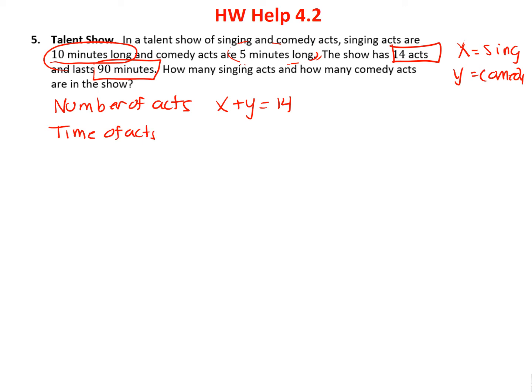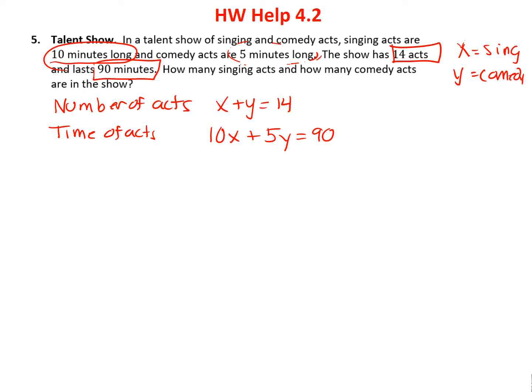How much is the time of the acts? Well, every singing act takes 10 minutes, so 10 times x. In other words, if I have two singers, it takes 20 minutes, 3 would take 30. Whatever x is times 10. Likewise, the comedy acts are 5 minutes, so 5 times y. And all of that adds up, as a constraint in our problem, to 90. All right? So there's our two equations.